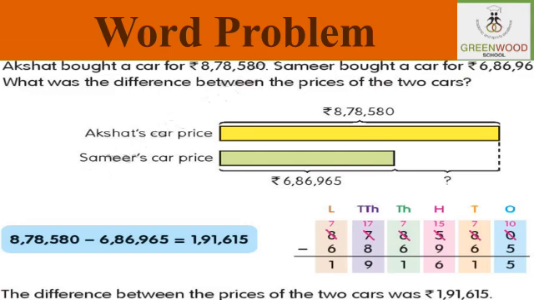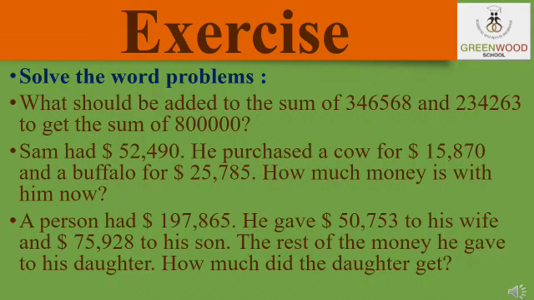So the difference between the prices of the two cars was 1,91,615 rupees. The next exercise is based on word problems. Over here, read the question carefully and identify whether you have to do addition or subtraction.